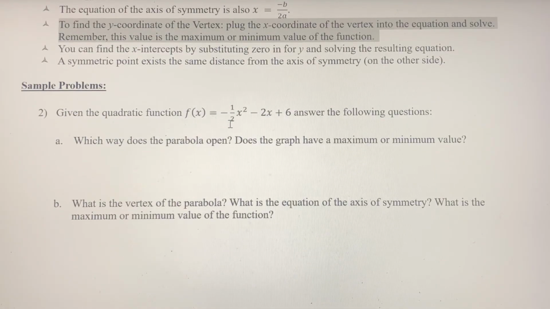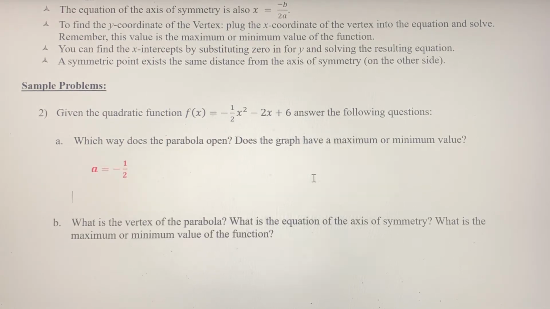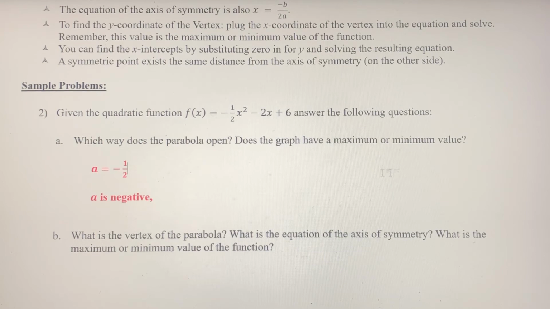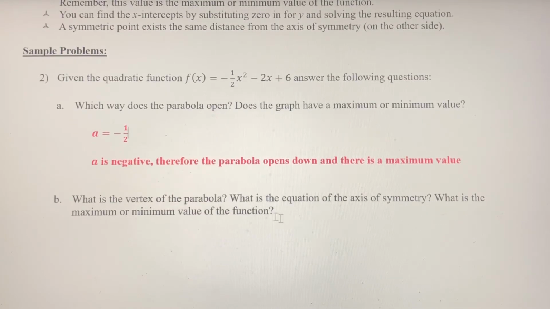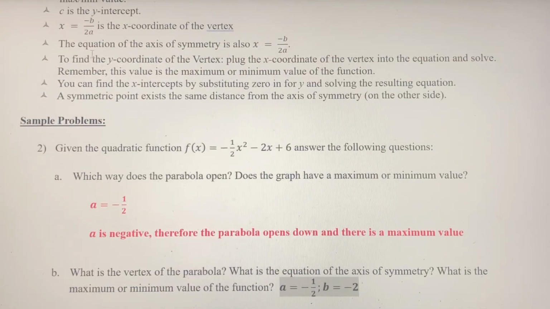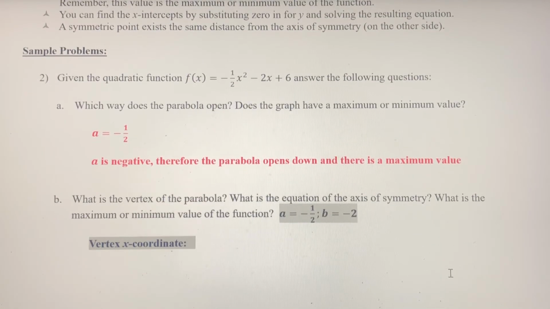All right, so we've got our equation. It's f of x equals negative 1/2 x squared minus 2x plus 6. So a equals negative 1/2. That leading coefficient is negative 1/2. Because a is negative, I know the parabola opens downward, which means I have a maximum value. For the vertex, a is negative 1/2, b is negative 2. So I have to use x equals negative b over 2a. Let's plug those in. The vertex x-coordinate is negative b, so negative negative 2, over 2 times a, 2 times negative 1/2.